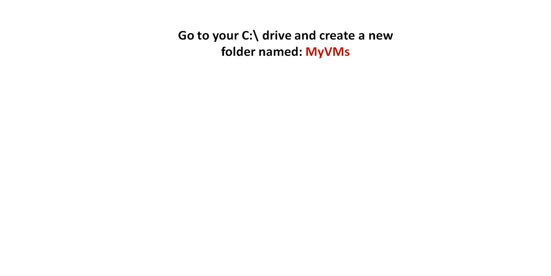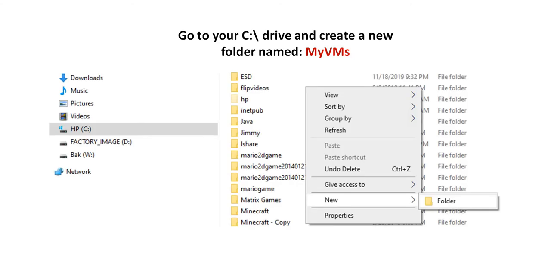Go to your C drive and create a new folder called My VMs. It's a good idea to put everything in one folder, that way it's not scattered all over the place. That's my philosophy. Create a new folder. This is where you put all your VirtualBox software.